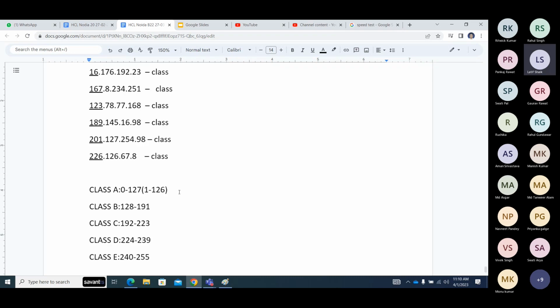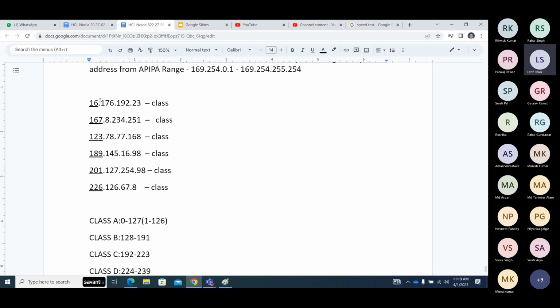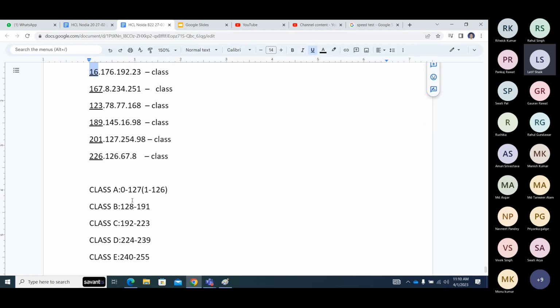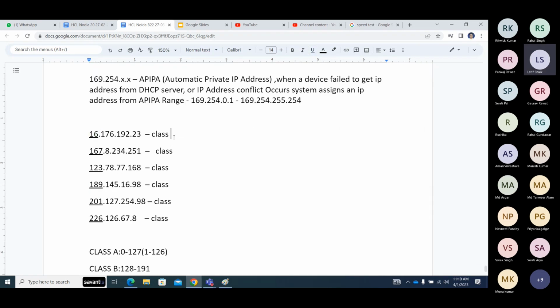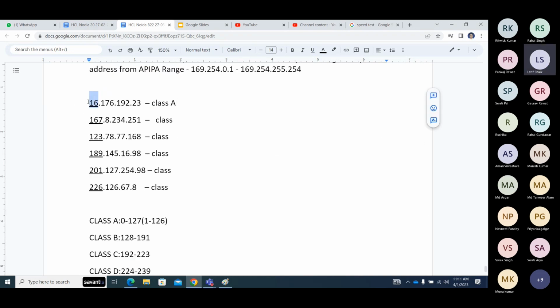So this is great. Now recognize which class of IP address it is. See the first octet and check the table. Which class of IP address is it? It is a class A IP address, because the first octet is 16. Look at only the first octet, guys. Check the first octet, and it is class A. Check it with this range. 167 is in between, class B. Class B, very good.